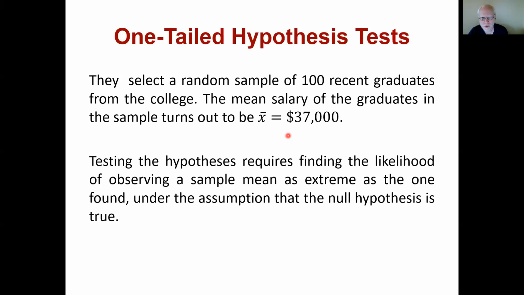So what we're trying to figure out is whether getting this 37,000 is evidence that the claim of the school is wrong, or that the claim the organization is making is right. Is it that the true population mean is less than 39,000, or is it just bad statistical luck in our sampling?